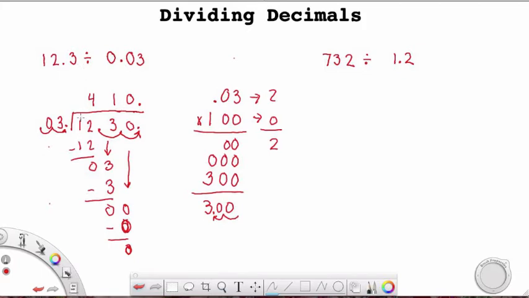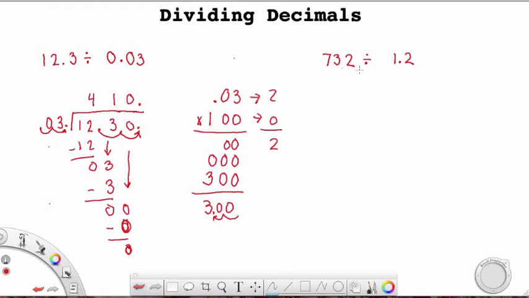You can always go back and check this, okay? But what I really did was, I just took this divisor, which was a decimal, I changed it to a whole number by multiplying it by 100, and then I multiplied the 12.3 also by 100, because whatever I do to the divisor, I must also do to the dividend if I'm going to keep it an equivalent division problem or an equivalent fraction. Okay, what we're really doing is setting up a ratio, and we'll talk more about that later. Let's take a look at another problem.